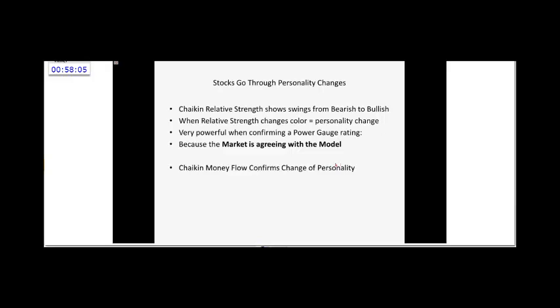The important secret, and it's very important in a down market, which could be heading into a bear market, is that stocks go through personality changes. When the relative strength, which shows swings from bearish to bullish and vice versa, changes color, the stock has undergone a personality change. It's particularly important and powerful when it confirms a power gauge rating, because then the market, in the form of the relative strength indicator, is agreeing with the model.